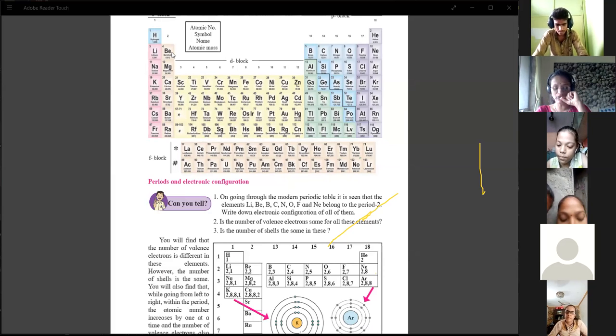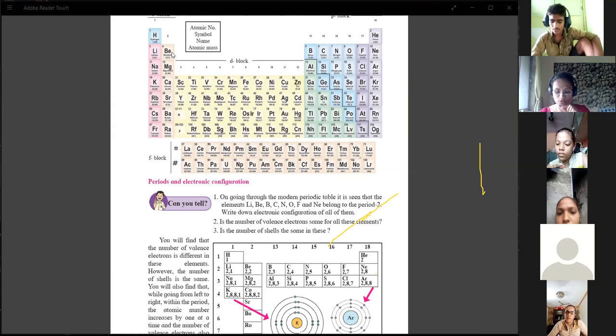G. Which of the above elements has the highest metallic character? Sodium, because electronic configuration 2, 8, 1 easily gives 1 electron. H. Which of the above elements has the highest non-metallic character? Chlorine. Electronic configuration is 2, 8, 7. It takes 1 electron and completes its outermost shell.